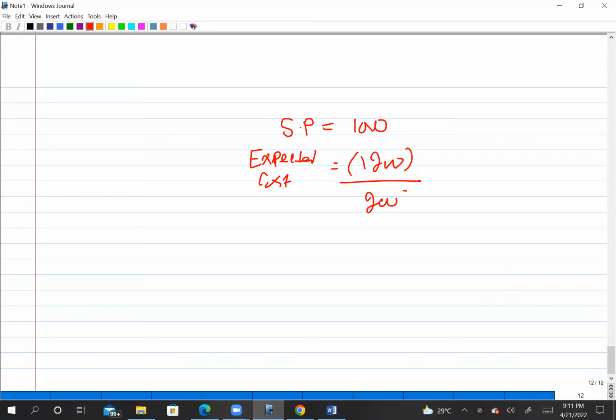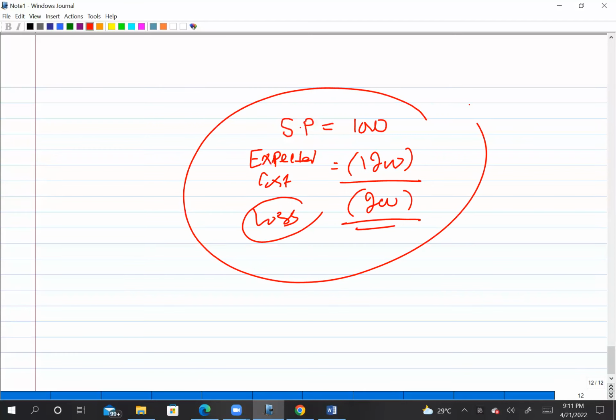Now, for example, we have signed a contract and we agree the sale price of the contract at $1,000. But now our expected cost becomes $1,200. So now we have a loss on this contract, an expected loss. This is an example of onerous contract.